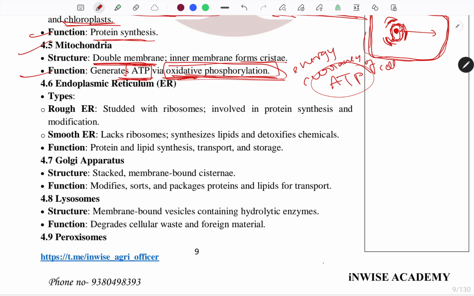Coming to the next organelle in a eukaryotic cell, that is the endoplasmic reticulum. As I explained before, it is very adjacent to the nucleus.